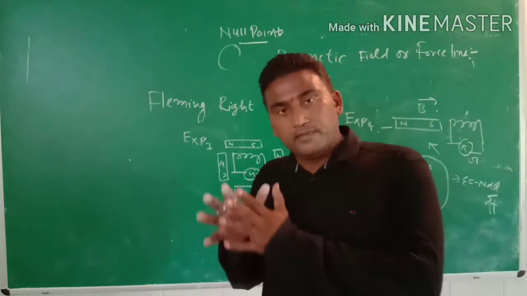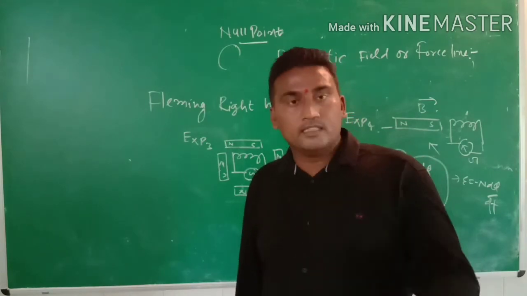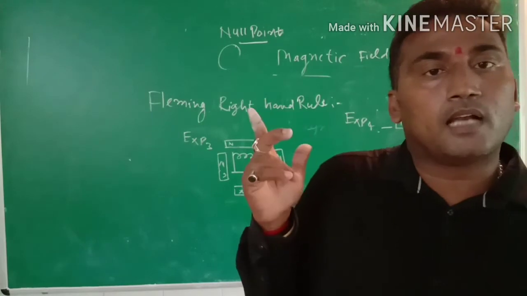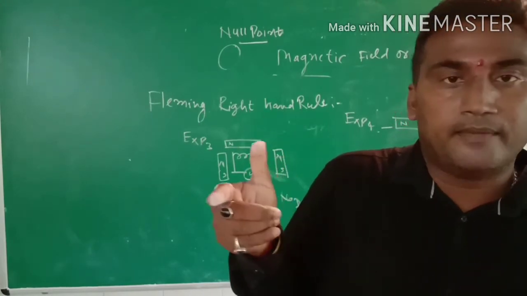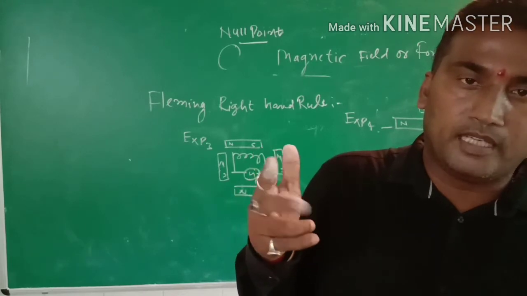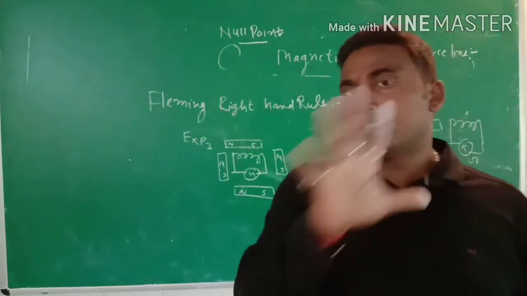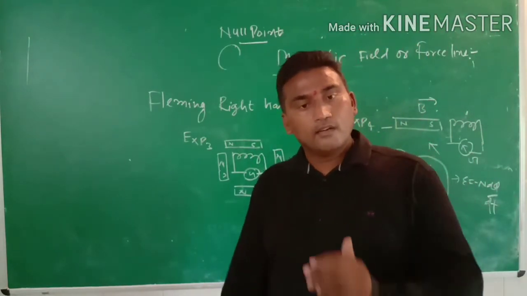The induced current is developed by the linkage of magnetic flux, and it always opposes its source, and it also follows the Fleming right hand rule. In the right hand rule, the thumb is the direction of force, the forefinger is the magnetic field, and the middle finger is the induced current, basically developed by the linkage of magnetic flux.